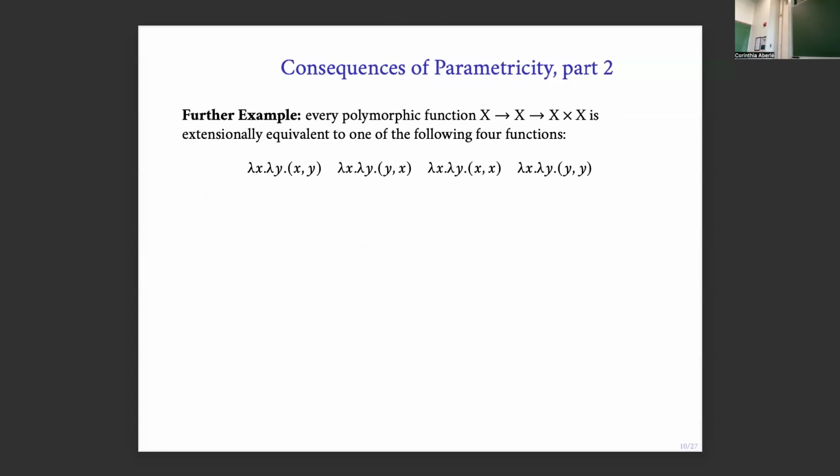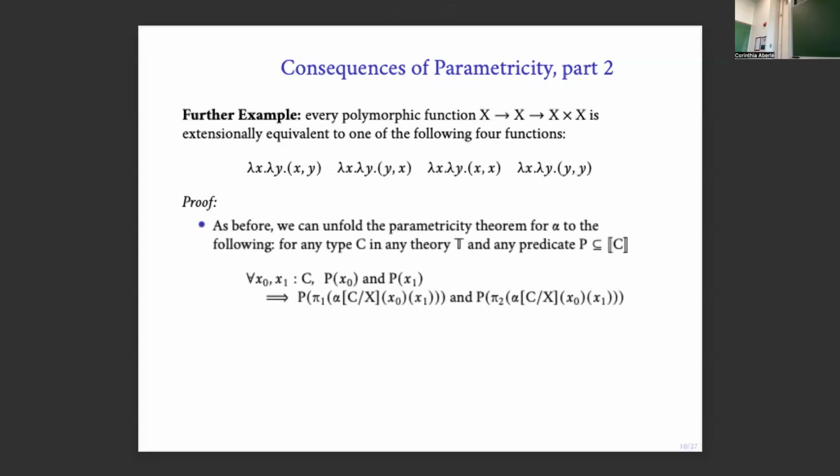Okay, so a further example: every polymorphic function of this type, so now we're taking in 2 elements of type X and giving back out 2 elements of type X, has to be equivalent to one of these 4 functions. So it either just has to return the elements it was given in the order it was given them, or it can swap them, or it can throw one away and return 2 copies of the other one, or vice versa. And so the proof of this is going to be very similar to what we just did.